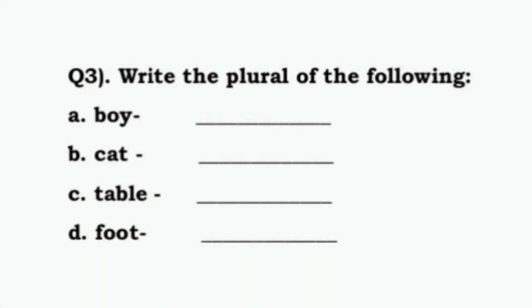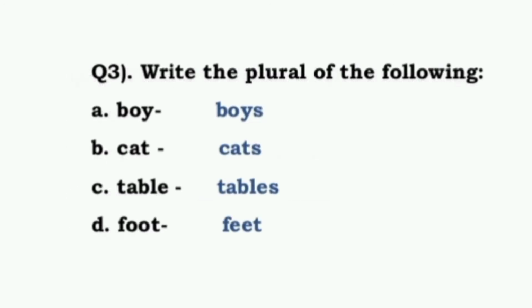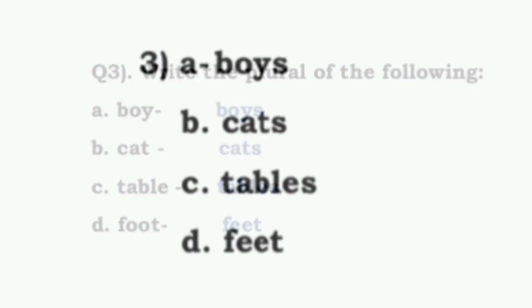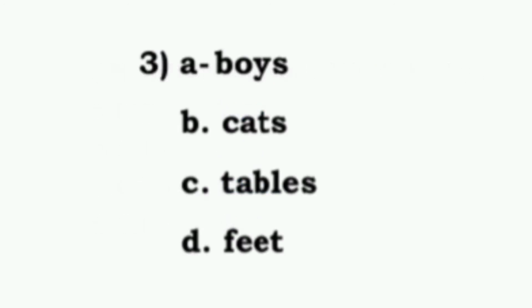So kids, now when one and many is clear to you, come, let's see a few examples of it also. Write the plural of the following: boy, cat, table and foot. Now come, let's see the answers. Boy becomes boys, cat becomes cats, table becomes tables and foot changes its spelling and becomes feet. And this is how you will write the answers in your copy.